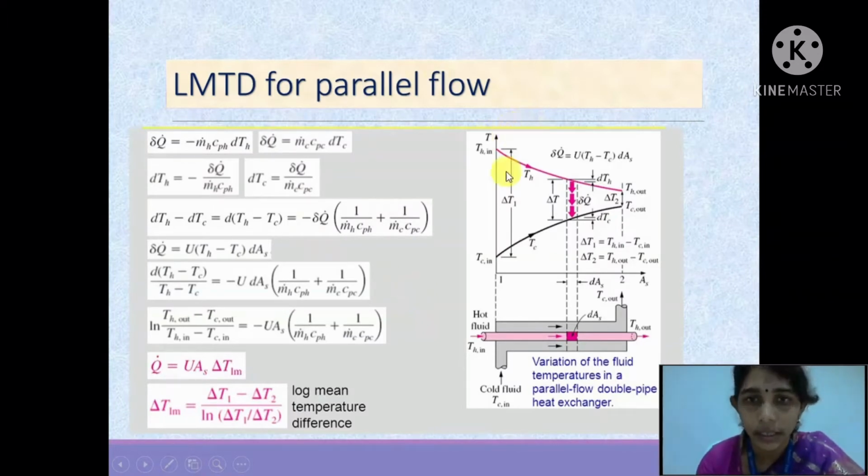Look at this. Here I have drawn the temperature distribution for parallel flow, and this is a parallel flow configuration that is shown because both fluids are moving in the same direction. This T_H inlet shows the inlet condition of hot water, and T_H outlet the outlet condition of hot water. T_C inlet is the inlet condition of cold, and I'm sorry, it is not water, it is fluid, and T_C outlet is the outlet condition of cold fluid. So these four conditions, and the difference between the inlet conditions is delta T1 and the difference between the outlet conditions is delta T2.